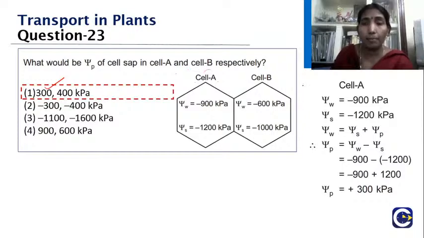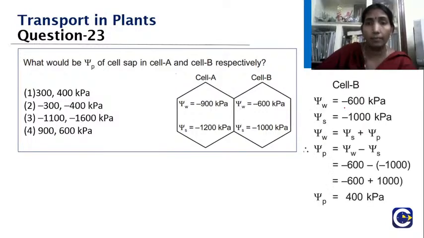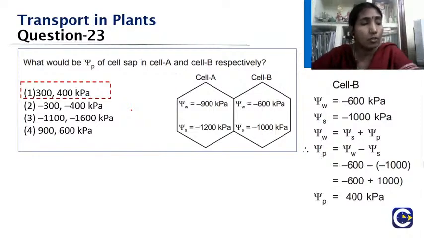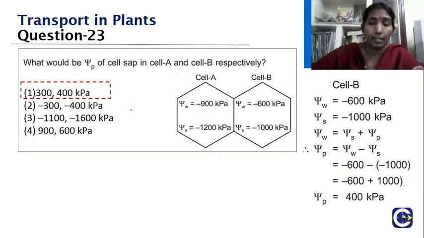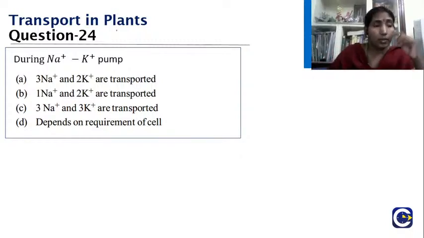But what about cell B? I have worked it out in the next slide, as you can see here. It is minus 600. What about the solute? It is minus 1000. When you subtract both, how much are you getting? You are getting 400. So what should be your answer? It is very good, students. Akshaya, Trisha, Balamurugan, excellent. You have given the right answer. Excellent.